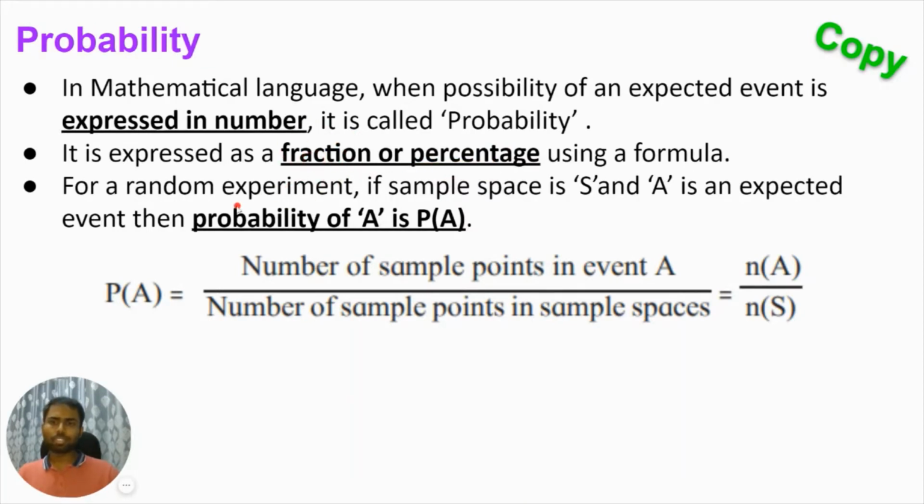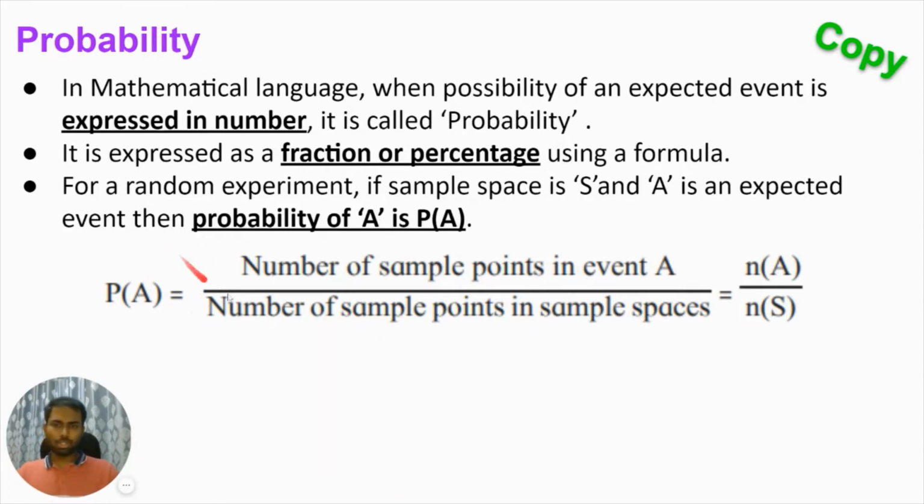Okay, next, for a random experiment, if the sample space is S and A is an expected event, then the probability of A is P bracket A. Okay, so P bracket A को कैसे read करना है? Probability of A, where A is an event. Next, what is the formula for probability? You can use a formula to find probability. So this is the formula for probability. Very simple and easy formula.